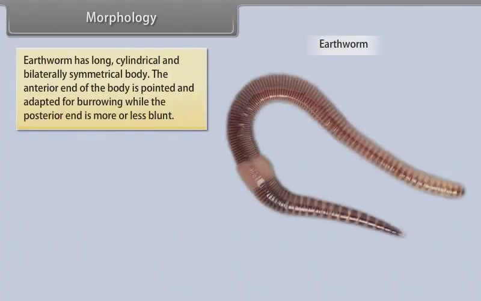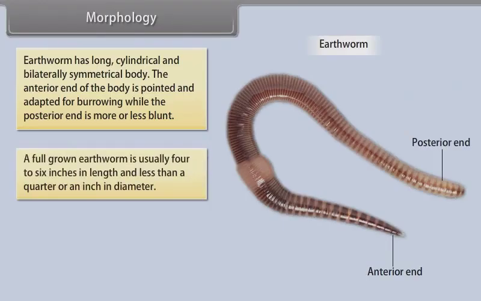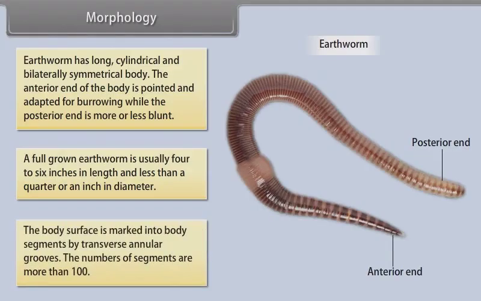Morphology. Earthworm has a long, cylindrical and bilaterally symmetrical body. The anterior end of the body is pointed and adapted for burrowing, while the posterior end is more or less blunt. A full-grown earthworm is usually 4 to 6 inches in length and less than a quarter inch in diameter. The body surface is marked into body segments by transverse annular grooves. The number of segments is more than 100.